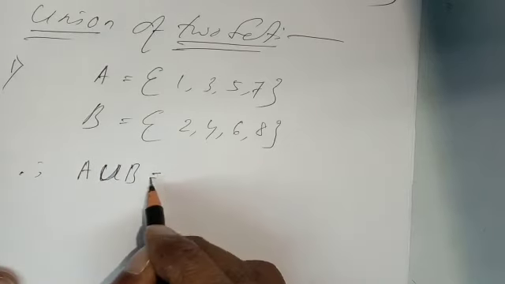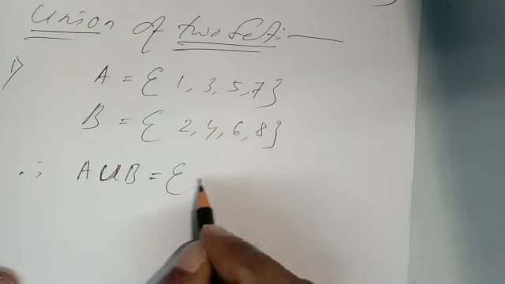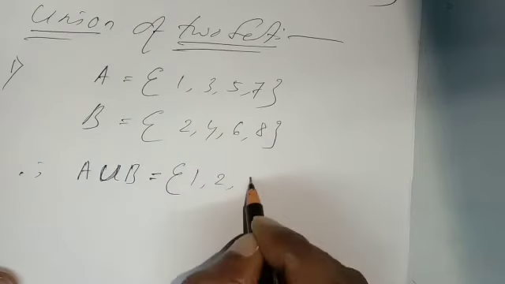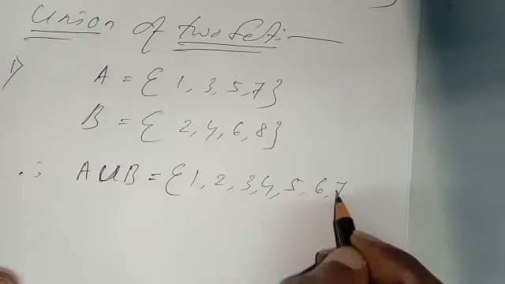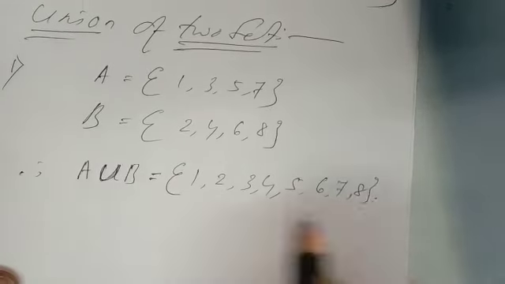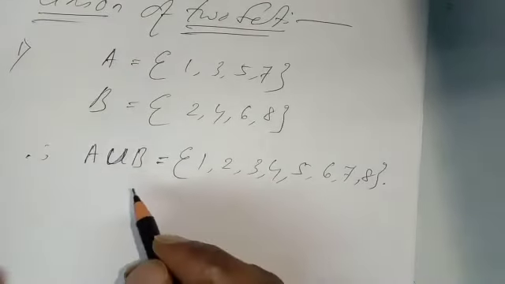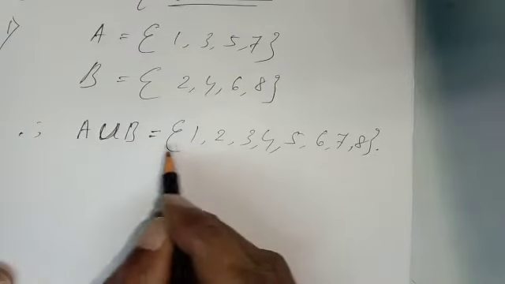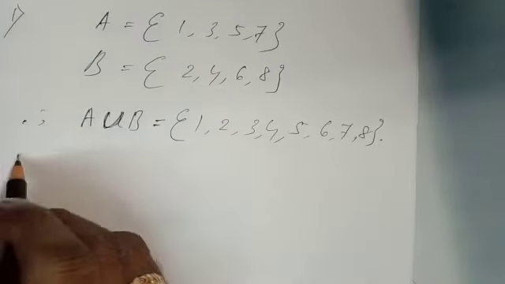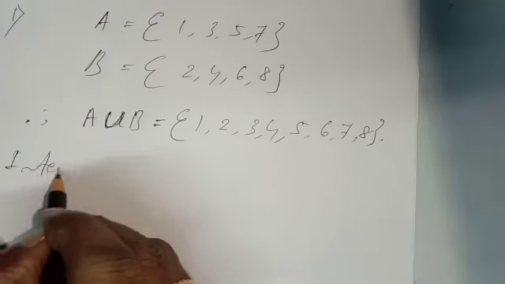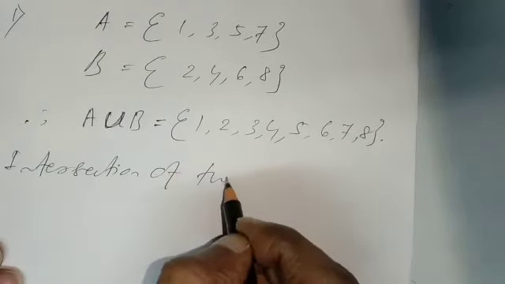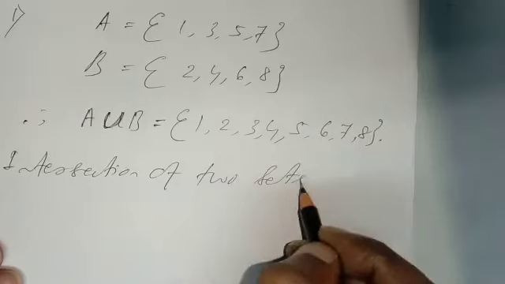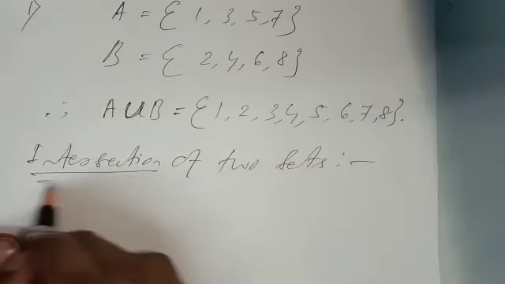Means all elements present between A and B. So what do I write here? 1, 2, 3, 4, 5, 6, 7, 8. This is the basic concept of union of two sets. Means all elements present in A and B. Next is intersection of two sets. Intersection is the common elements present between two sets.